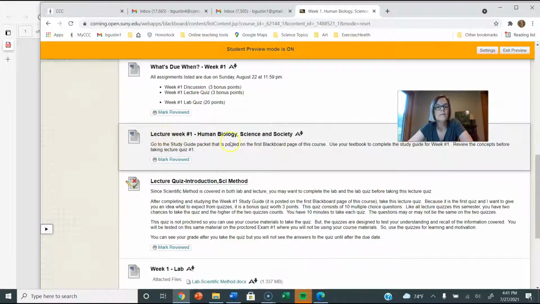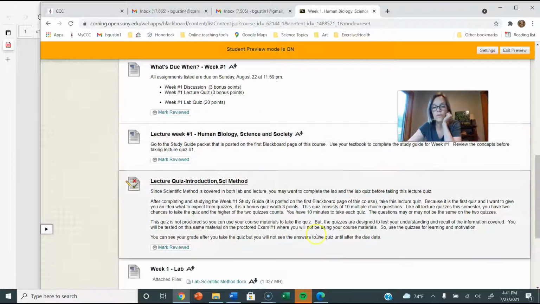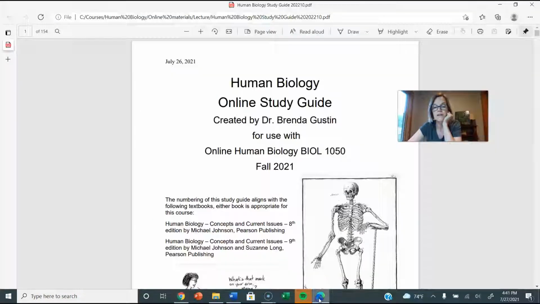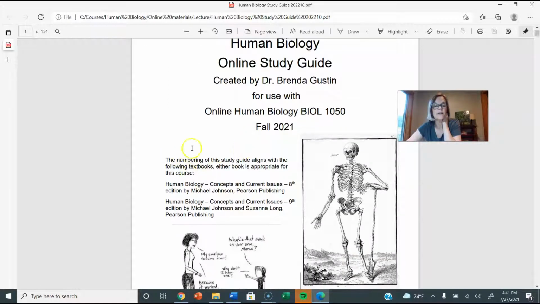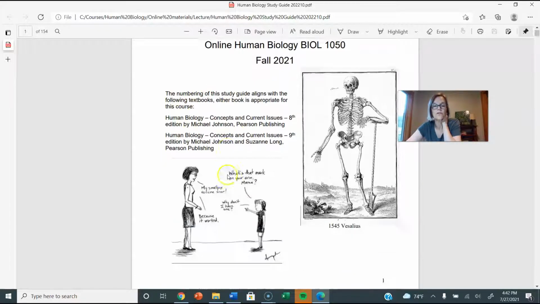Meanwhile, lecture for week 1, just like lecture for any week, will be guided by the study guide. Now, the study guide was posted on the very first page of this Blackboard course, and you have printed it out and put it in your notebook. So go to the week 1 section, and I'm going to click it right here. So here's your Human Biology Online Study Guide. And here it reminds you of the textbook that we're going to use.